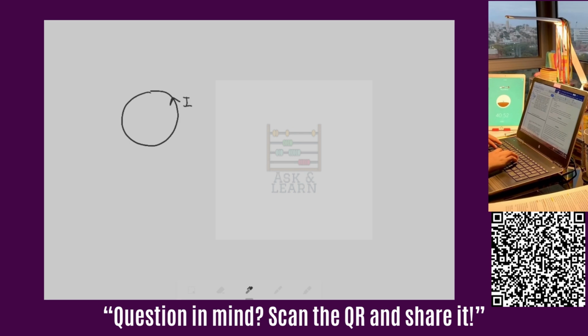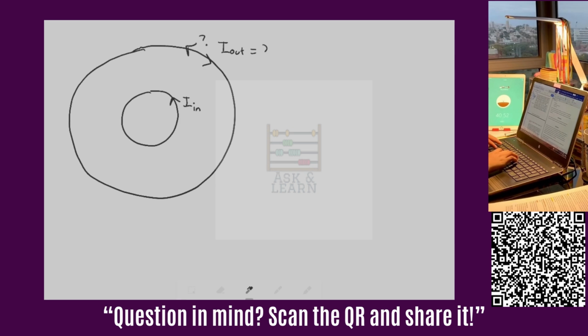Then we have another concentric loop that's bigger around this, and we need to figure out, we'll say this is the inner loop current, what is the outer loop current, and what is the direction? Is it clockwise or counterclockwise? We're not sure, so we need to figure that out such that, at the center here, we ultimately have a net magnetic field of zero.